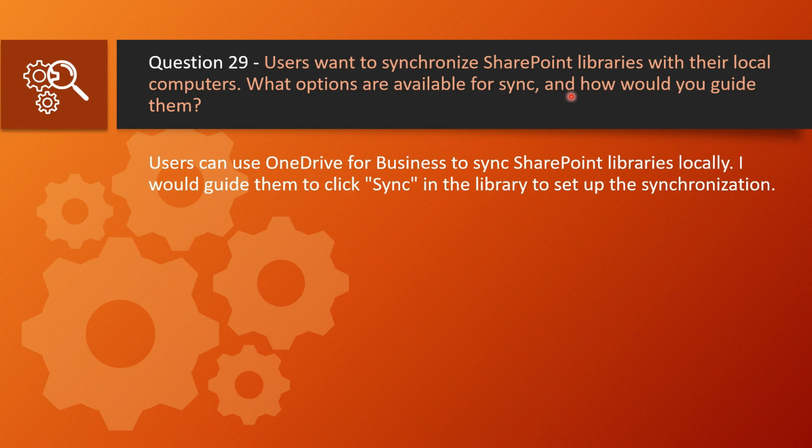A user wants to synchronize a SharePoint library with their local computer. What options are available for sync and how would you guide them? So the user can use OneDrive for Business to sync the SharePoint library locally. There is a sync option in the library, and from there they can set up the synchronization.